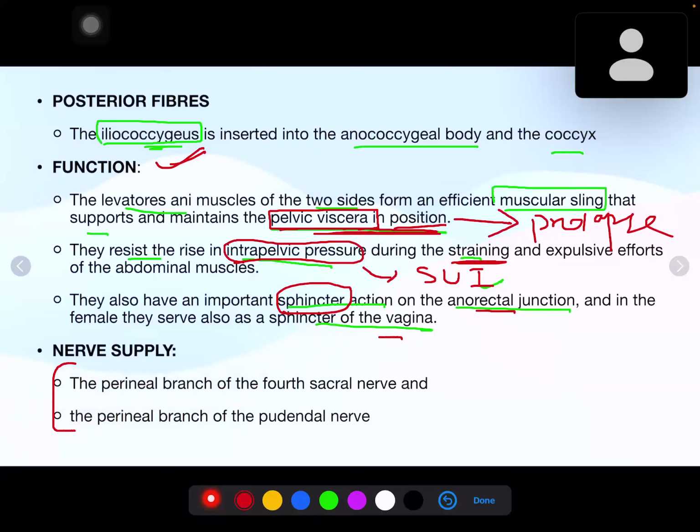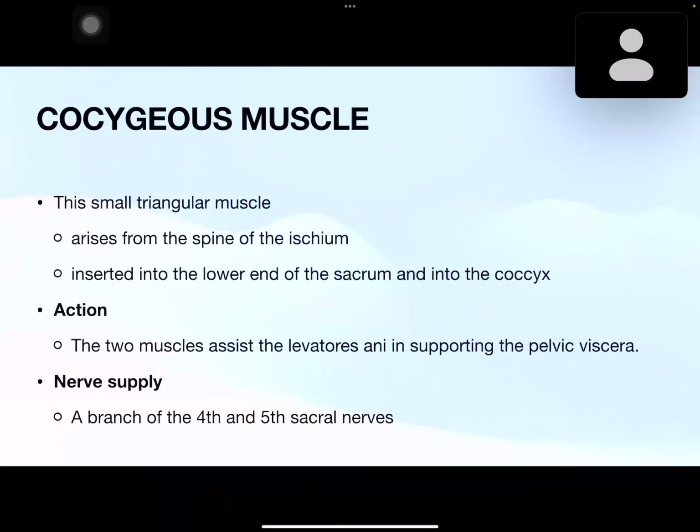Now, the nerve supply of this levator ani is the fourth sacral nerve. So S4 is very, very important. S3, S4, and actually the perineal branch of the pudendal nerve is also supplying this levator ani muscle.